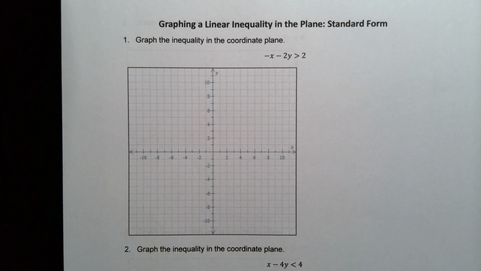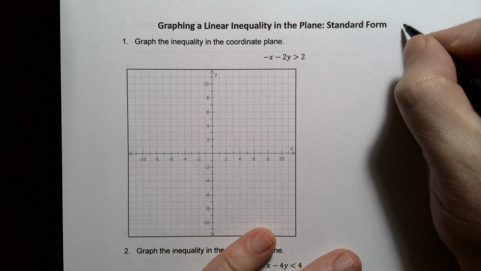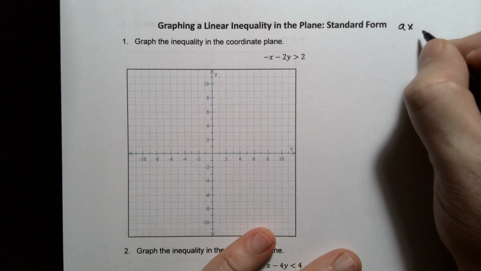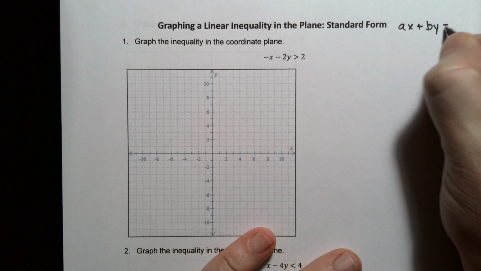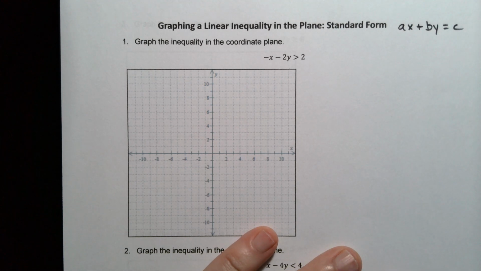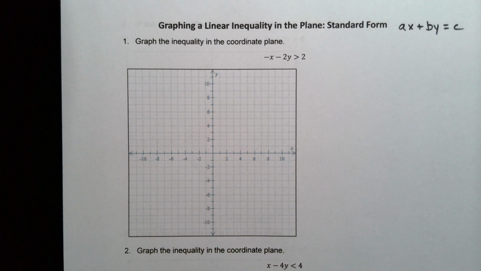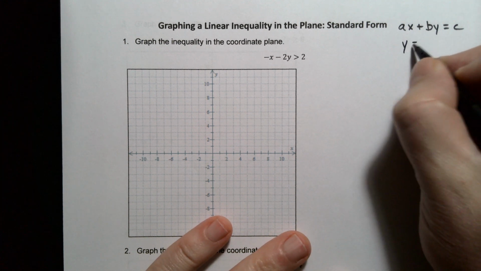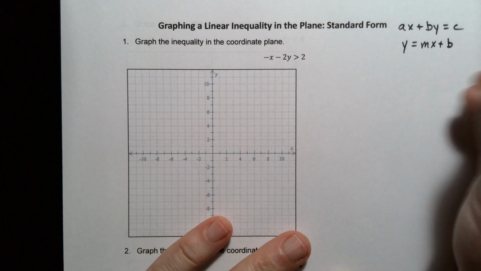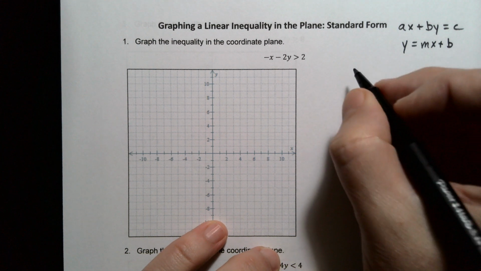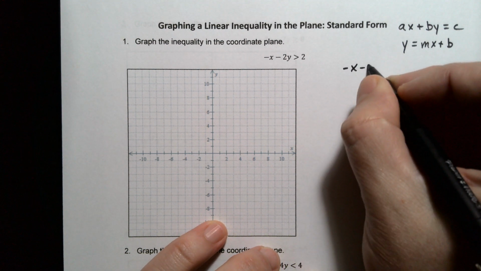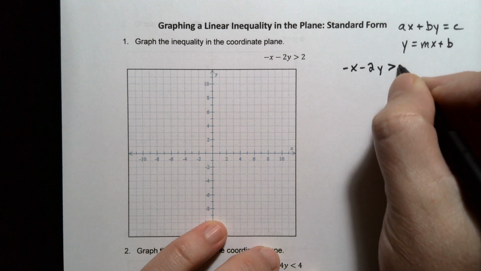In this video, we are going to be graphing linear inequalities in the plane, and these are going to be in standard form. You recall that standard form of a linear equation is ax plus by equals c. So what we're going to do on this one is change it from standard form to slope-intercept form, which is y is equal to mx plus b. Okay, so we've got this negative x minus 2y is greater than 2.